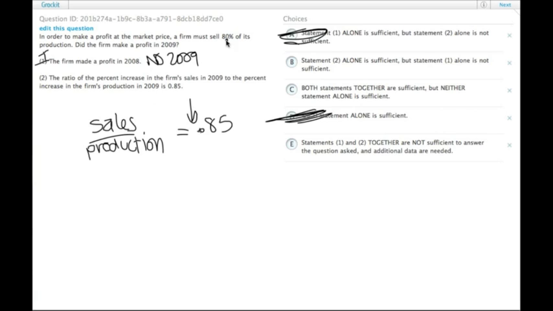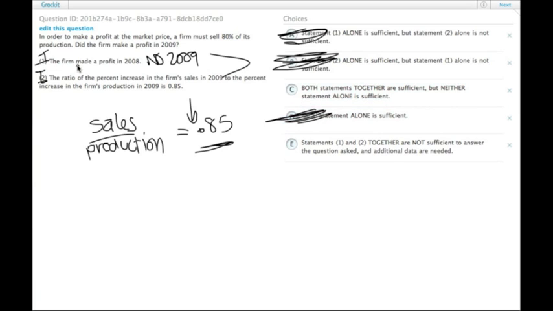If they are selling 80% of their production, a decrease in this ratio could represent no longer making a profit the next year. If in the first year they were selling 100% and then it dropped some, they could still be in the profitable range, but statement 2 doesn't give us that information, so it's insufficient on its own.